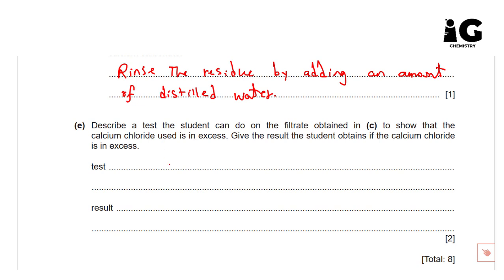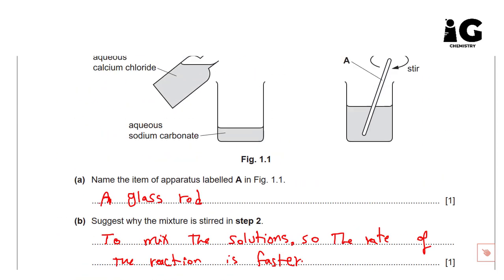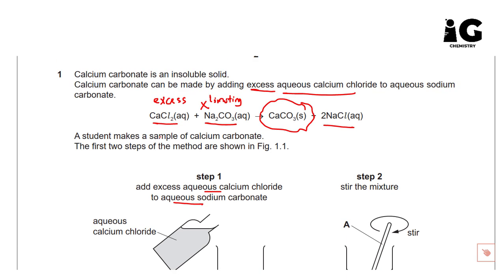Letter A, describe a test the student can do on the filtrate contained in C to show that the calcium chloride used was in excess. So here we need to make sure that the calcium chloride we used at the very beginning was in excess. So we need to state what the test is and also what the result is. The substance here again, guys, is calcium chloride.